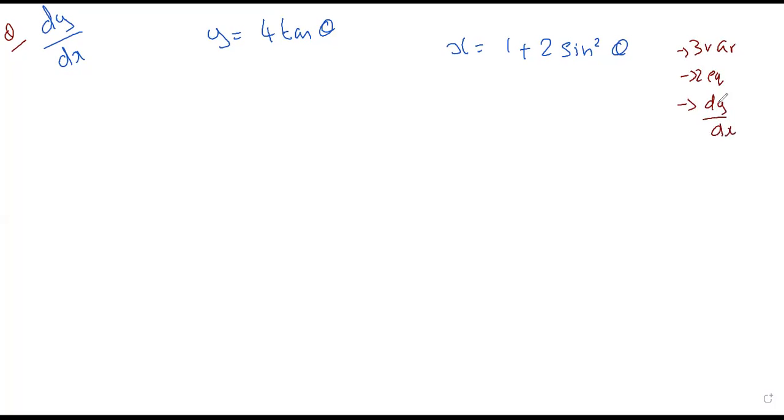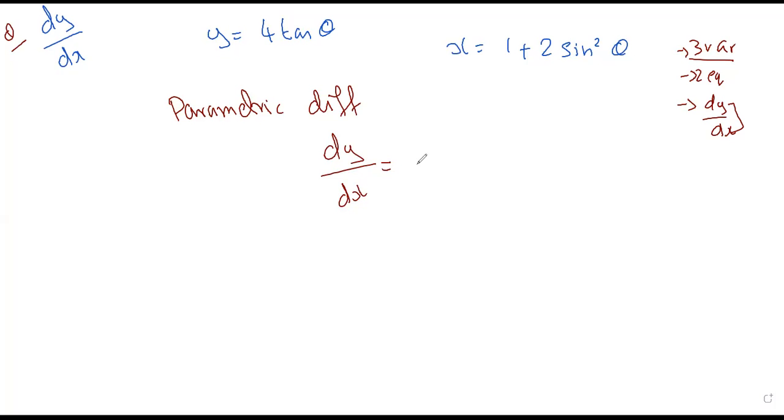So this is clearly parametric differentiation. It is differentiation, but it is parametric differentiation because we have 3 variables, right? And when we talk about parametric differentiation, we know that we have to use the chain rule. So how are we going to apply the chain rule in this case? I want you to answer me.